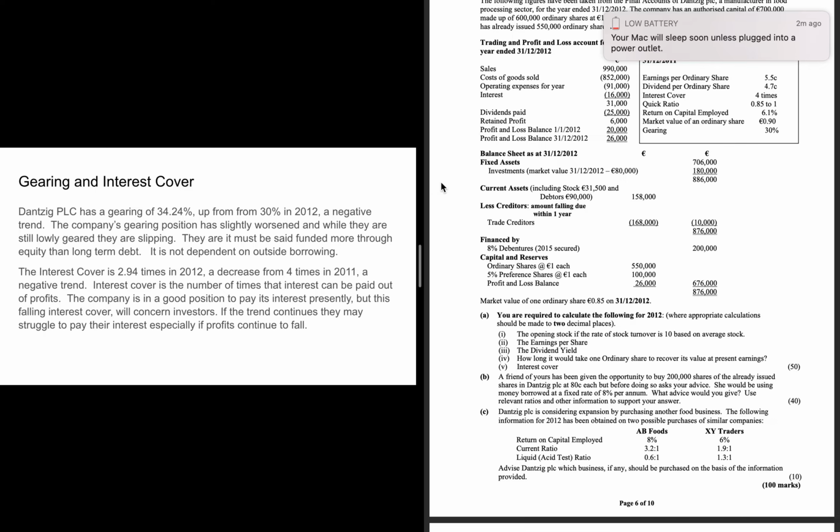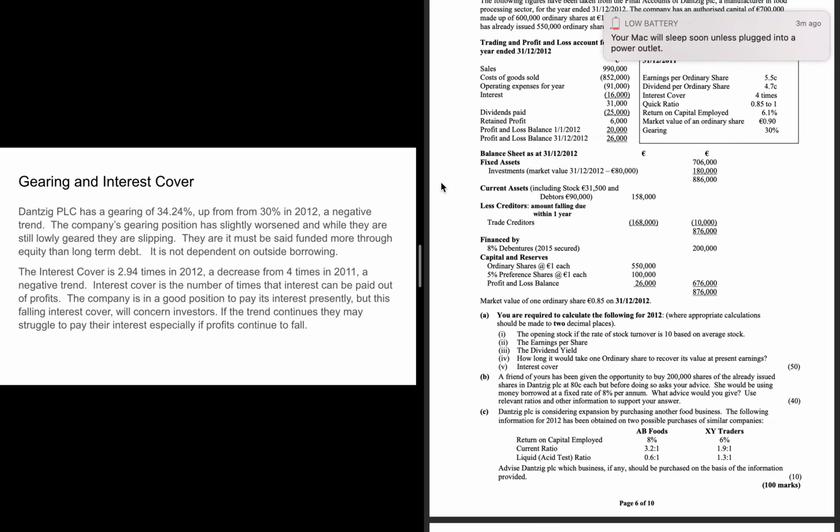The interest cover is down from 4 times to 2.94 times, so that's a negative trend. Define what that is: the number of times interest can be paid out of profits. They're fine at the moment. The company is in a good position to pay its interest presently, but the falling interest cover does concern, and if the trend continues, they may have difficulty paying their interest, especially if profits continue to fall and liquidity worsens.